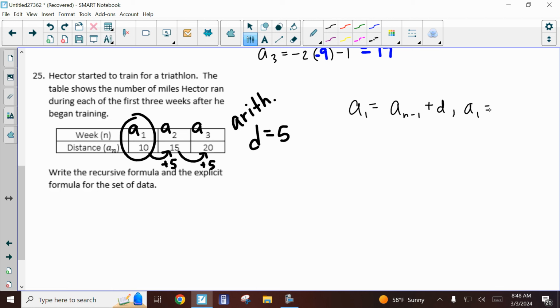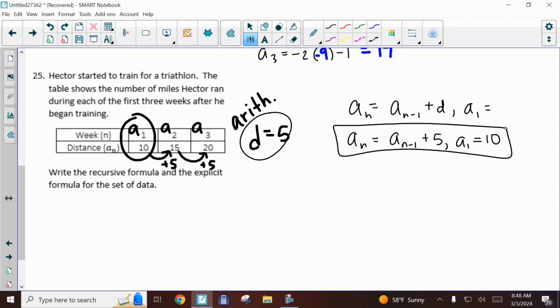So if I just fill in the numbers from the table over here, I have A n equals the previous number. And the common difference is 5. And the first week he started at 10. There's my recursive formula.